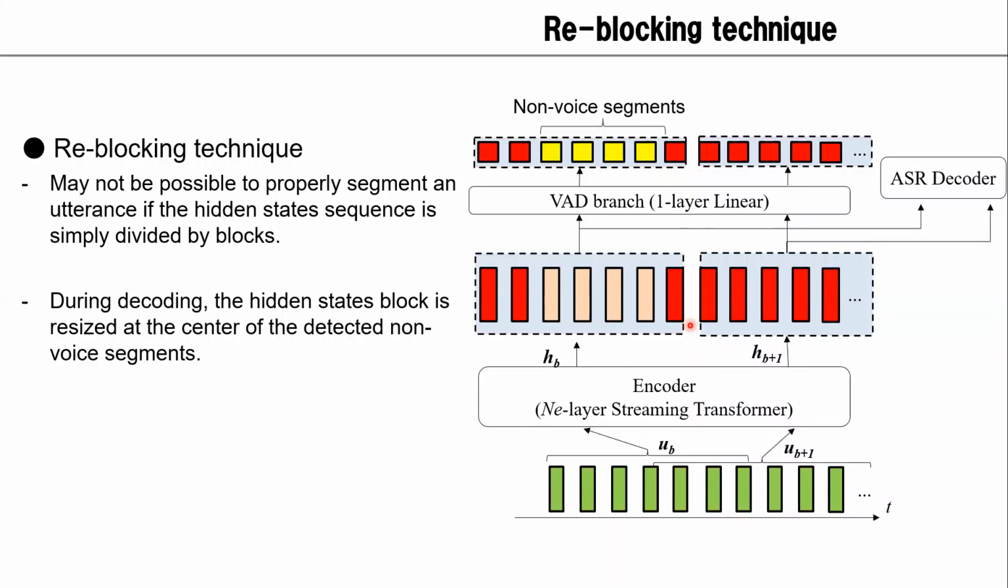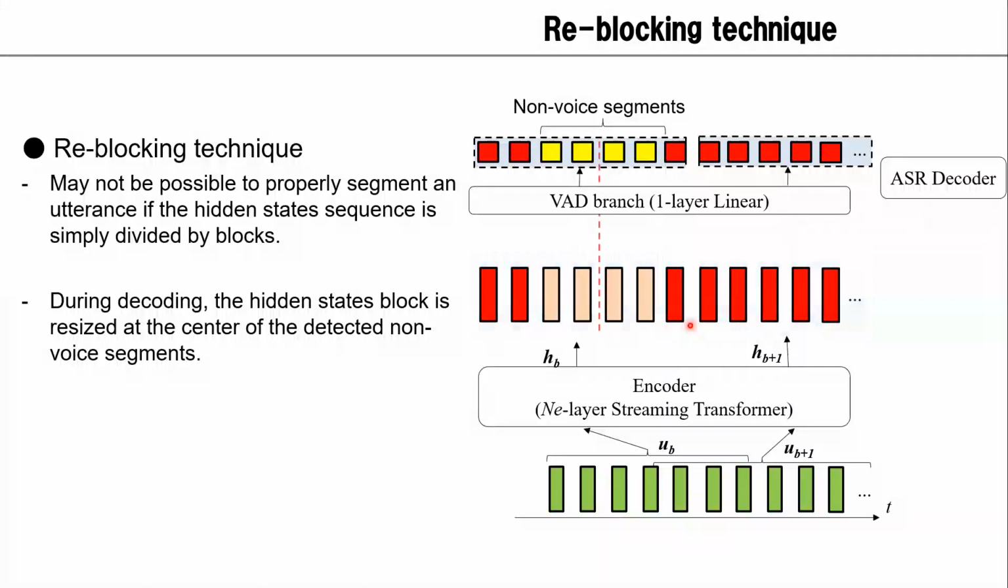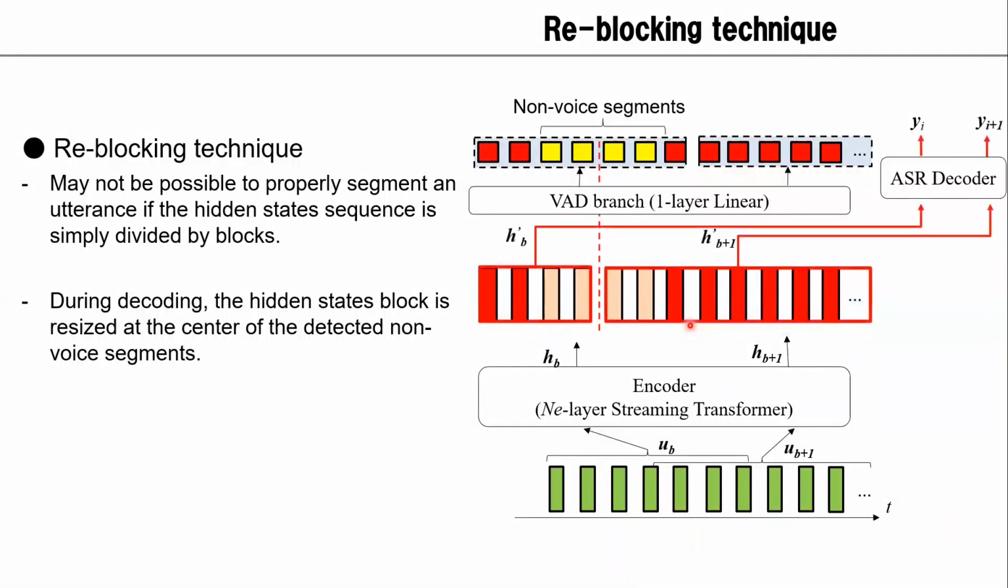Therefore, the hidden states block is resized at the center of the detected non-voice segments before transmission to the ASR decoder. We call this operation reblocking.